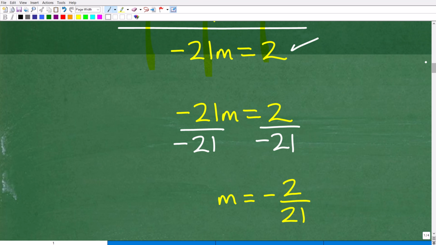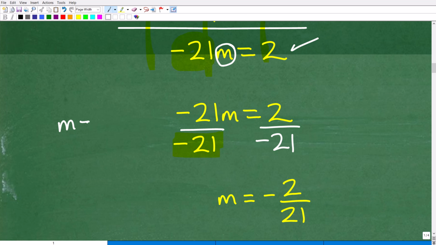So what do I need to do now to solve for my variable m? Well, it's very simple. All we need to do is divide both sides of the equation by the coefficient. In this case, it's negative 21. So negative 21 divided by negative 21 is what? Well, a negative divided by negative is a positive. This is a positive 1.